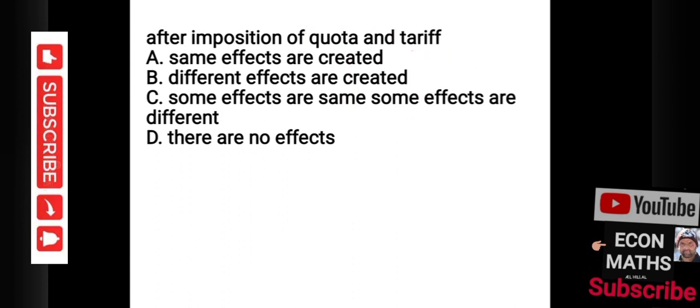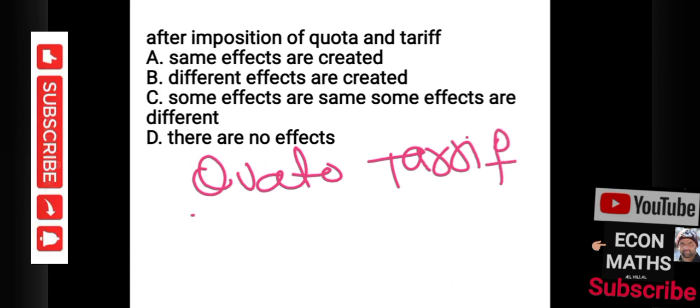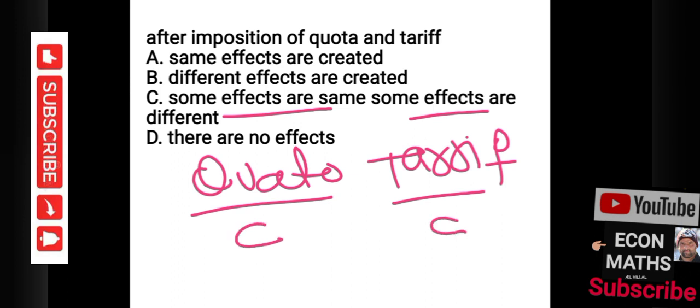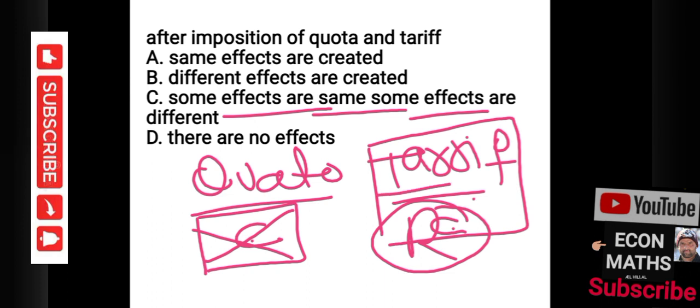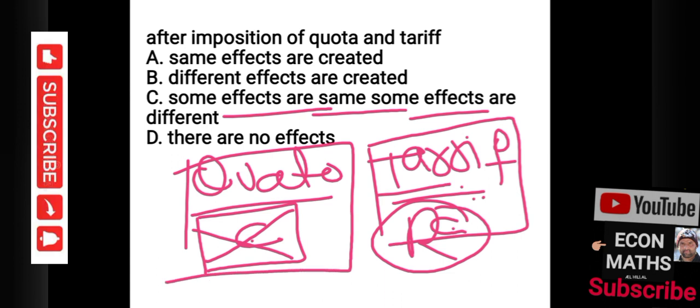Okay, now after imposing quota or tariff, some effects are same, some are different. That is, some effects will be same, that is consumption will be less. In both the cases consumption will be less, but some effects are different. That is, in case of tariff, government revenue will increase, there will be the generation of government revenue by imposing tariff, but there will be no generation of government revenue if quotas are imposed. Okay, so some effects will be same, that is the consumption will decrease, but other effects will be different. In case of quota, no government revenue generation takes place.